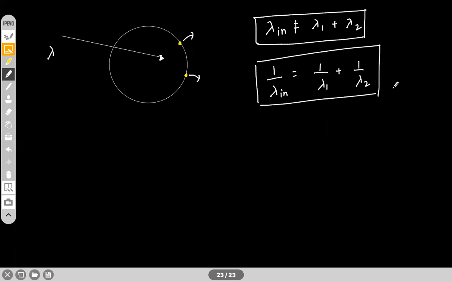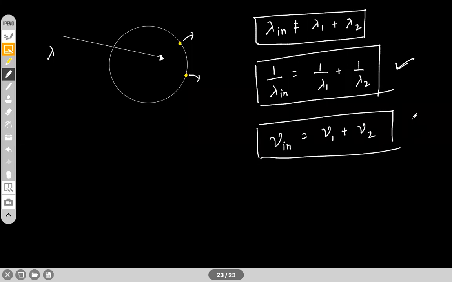Okay, wave number is additive. This is correct. Frequency is also additive. We can also write nu in is equal to nu 1 plus nu 2. This is also additive. Correct? So these two properties you must remember. Wave number and frequency are additive in nature. Wavelength is non-additive. You will get one question on this. It is asked in JEE also, right? This property you must remember. Theoretical questions you may also get from this. Wavelength is non-additive, but wave number and frequency are additive in nature. Correct? Understood?